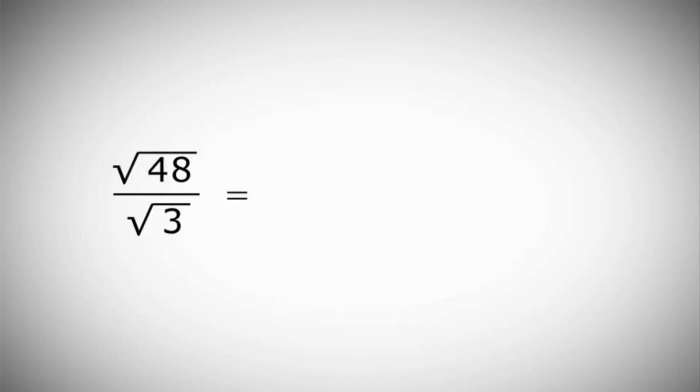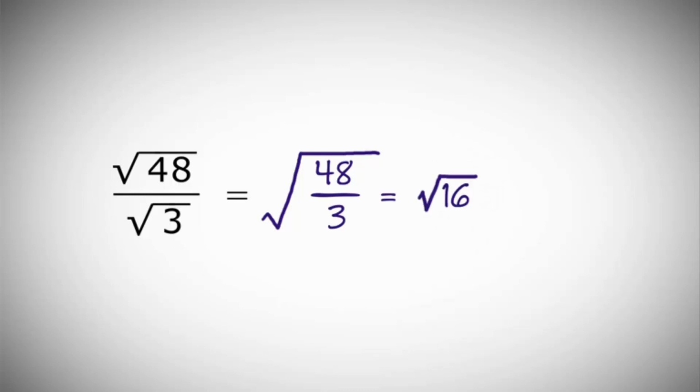Now let's go ahead and take a look at number 3. Number 3 asks us to solve the square root of 48 divided by the square root of 3. Again, neither of those two numbers are perfect squares. But when we combine the quotient and take the square root of 48 divided by 3, 48 divided by 3 is 16, which again is a perfect square. The square root of 16 is 4.